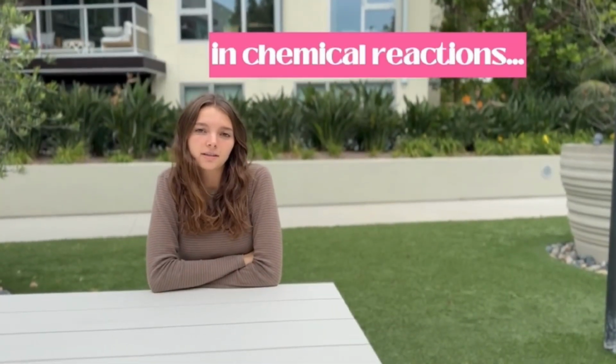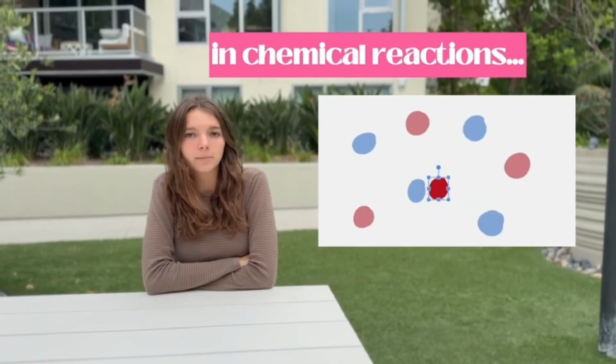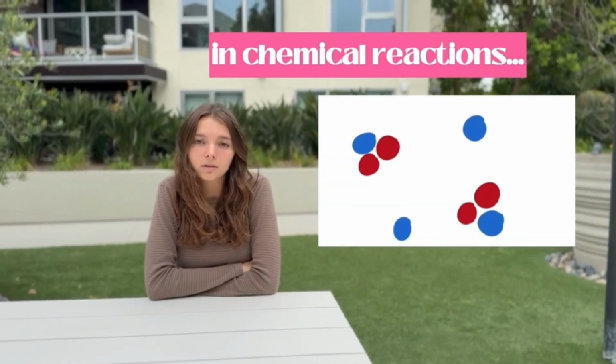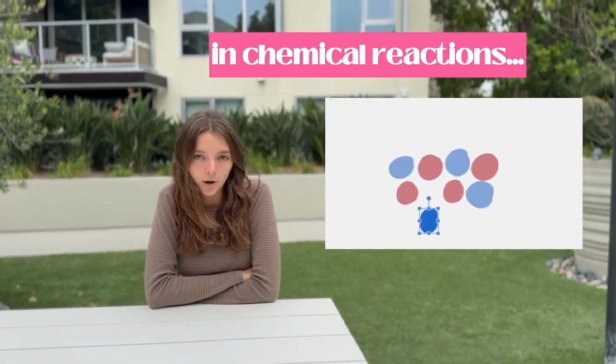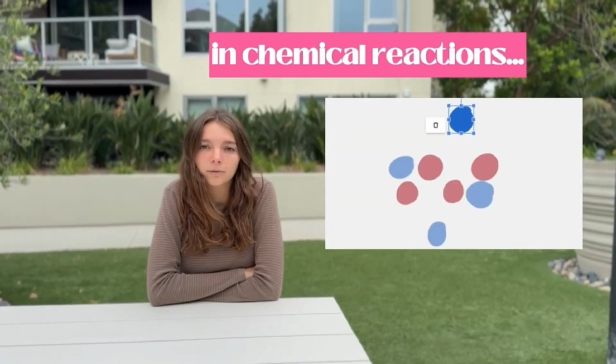In chemical reactions, molecule bonds of atoms break apart to be rearranged and rebuilt into new molecules. When you add a catalyst to chemical reactions, it makes it easier for these bonds to be broken and for new molecules to be rearranged, rebuilt, and reformed.